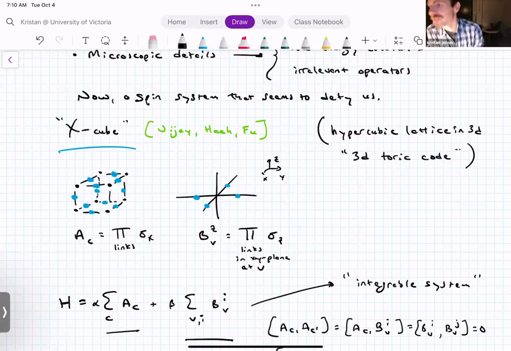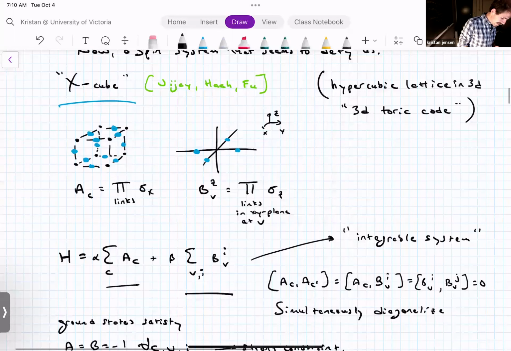So to solve this Hamiltonian, if you were in an undergraduate quantum mechanics class, what would you do? Well, you would simultaneously diagonalize all the A's and B's. In particular, the ground states, if alpha and beta are positive, would be given by... these A's and B's, they square to 1. And so the ground states are those states that satisfy A equals -1, B equals -1 everywhere.